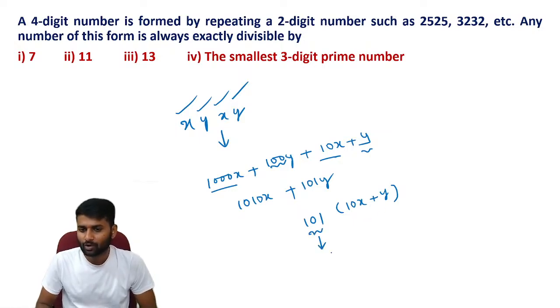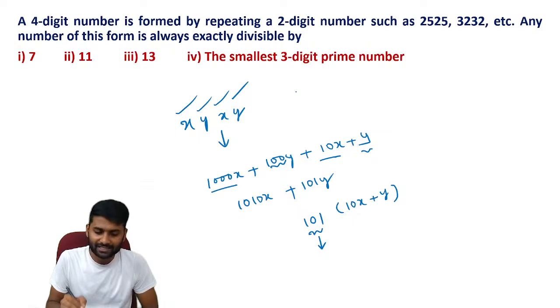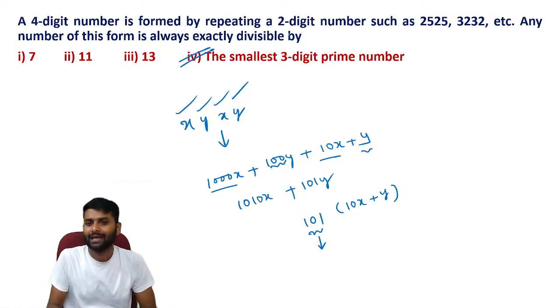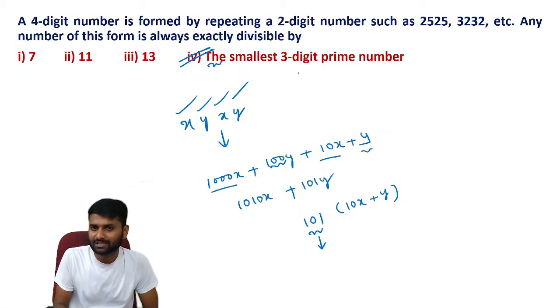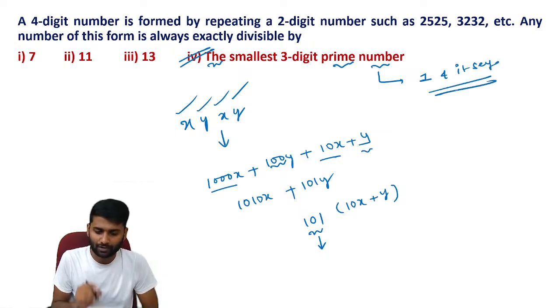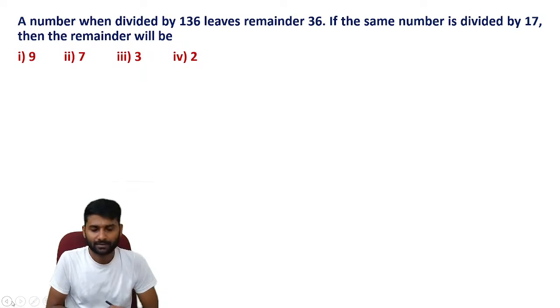And you know that 101 is the smallest three-digit prime number. Remember guys, the smallest three-digit prime number is 101. According to the question, you have to choose the answer: the smallest three-digit prime number. Any prime number has exactly two factors, 1 and itself. So there are no other factors for 101. 101 is exactly divisible by 1 and 101 itself only. Next.